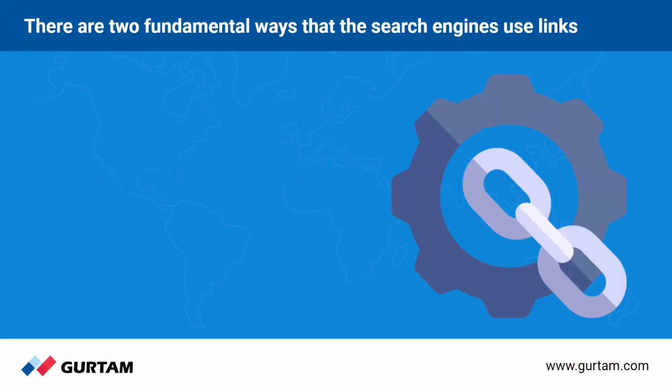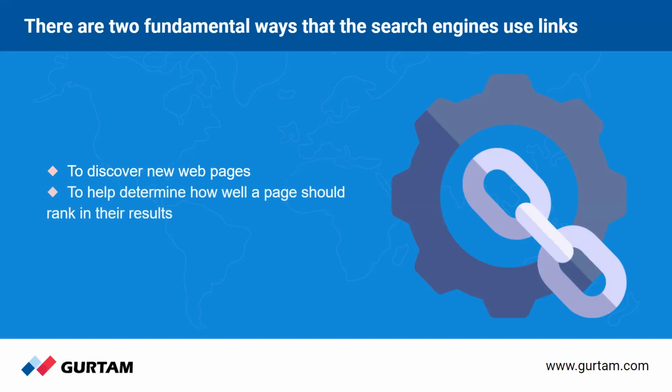There are two fundamental ways that search engines use links. They use them to discover new web pages that were not in the search engine's results, and to help determine how well a page should rank in their results. Once search engines have crawled pages on the web, they can extract the content of those pages and add it to their indexes. In this way, they can decide if a page is of sufficient quality to be ranked well for relevant keywords. That is brief about link building.